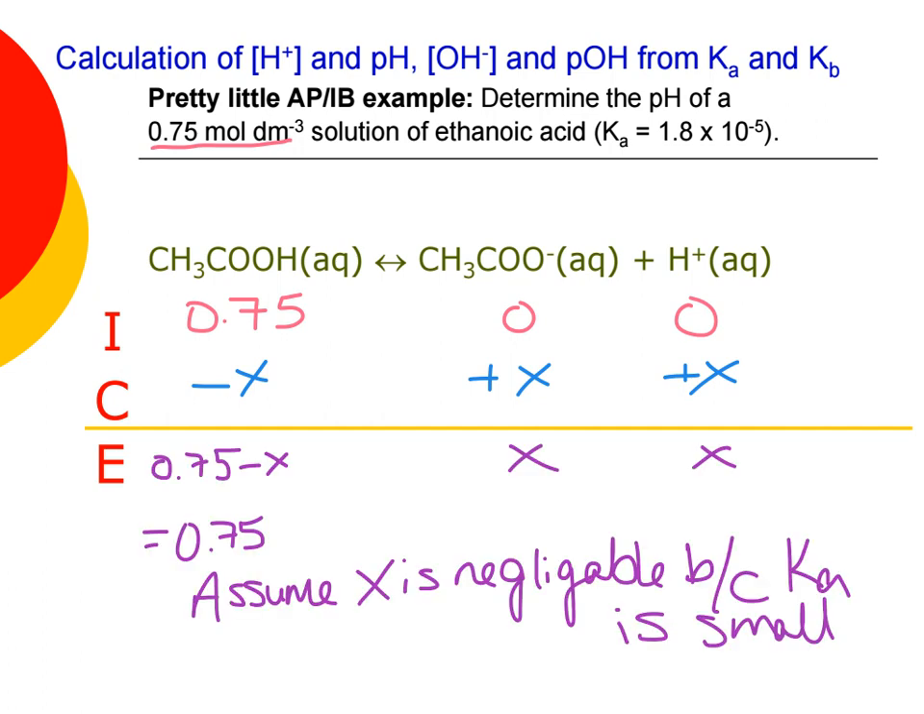Then as we come up with our equilibrium expressions, we have 0.75 minus X for our reactant, and we can assume that X is negligible with respect to 0.75 because the Ka is small with a negative 5 exponent. Nothing is negligible in comparison to 0, so for our products, we just have X for each of them.